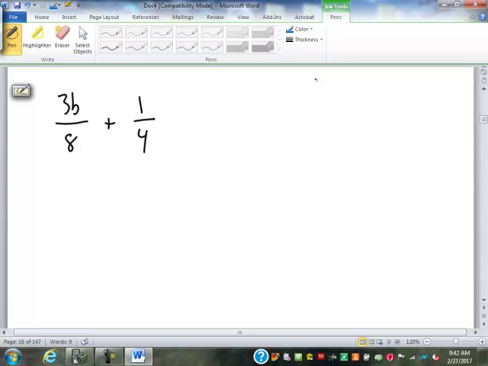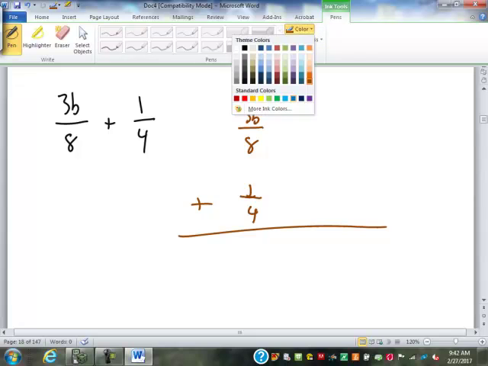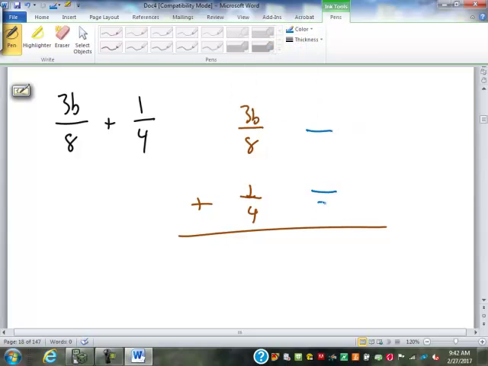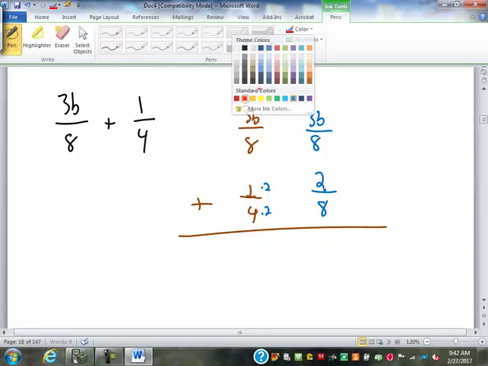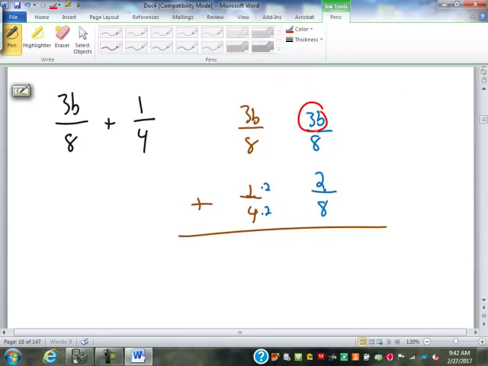What if I have something like this? So we've got 3b over 8 plus 1/4. Well, the first thing I need is a common denominator. What's it going to be? 8. So the 3b doesn't have to change. That's just 3b over 8. What's this going to become? 2, right? 4 times 2 makes 8, so 1 times 2 is 2. So we have the common denominator. We can go ahead and add. Problem is, what is 3b plus 2? 3b plus 2 over 8.